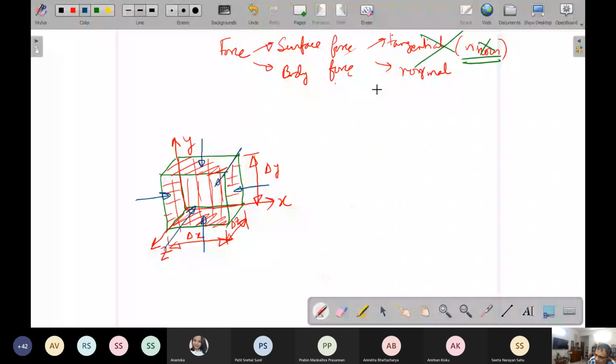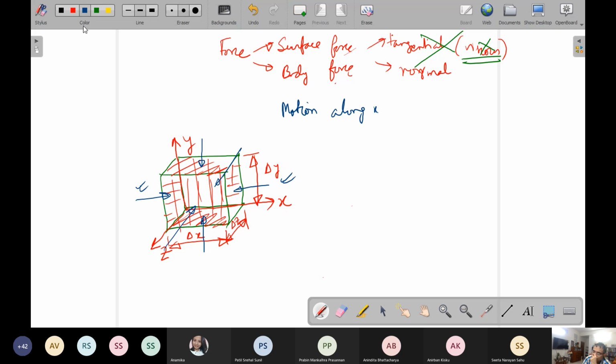Now, out of all these, for the motion along X, only the forces on these surfaces are important. Why? The reason is straightforward, because these surfaces are the only surfaces where the normal is along the X direction, and therefore the pressure is also along X direction. So let us write the expressions of these forces.